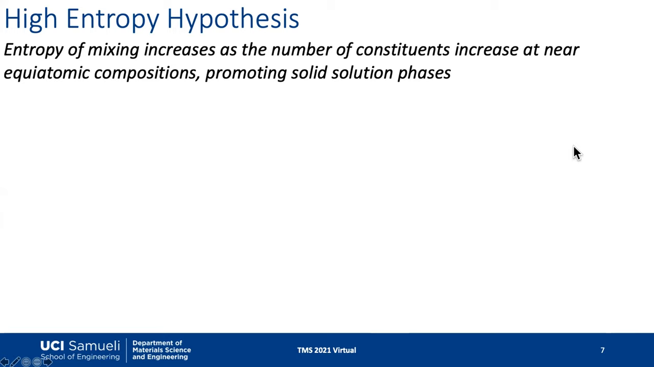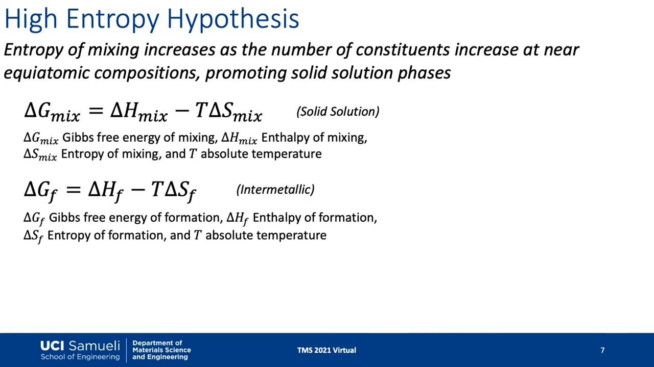Now, in the early days, in 2004 or so, there was the hypothesis that high entropy is the reason, since the entropy of mixing increases as the number of components or constituents increases. And they have to be at near equiatomic compositions, and that they promote solid solutions. This is really a hypothesis today, but what we need to think about is the thermodynamics that led to this. Promoting the solid solution phase means that you're minimizing the Gibbs free energy of the solution phase compared to the possible free energy of any intermetallic phases forming.